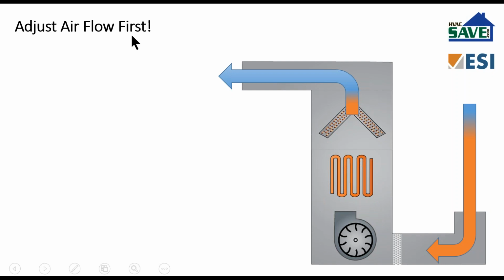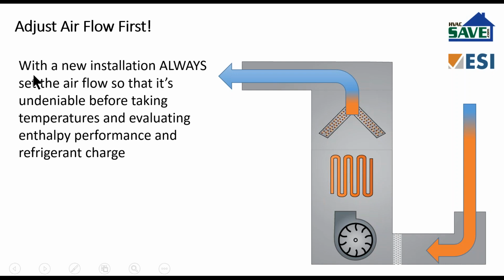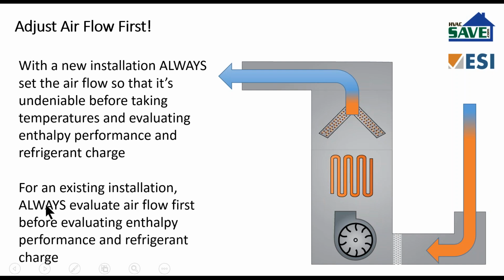Adjust airflow first. Okay, this is what we refer to as the proper sequence. Dealing with airflow first. With a new installation, always set the airflow so that it's undeniable before taking temperatures and evaluating enthalpy performance and refrigerant charge. Always first. For an existing installation, always evaluate airflow first before evaluating enthalpy performance and refrigerant charge. Again, airflow always first.